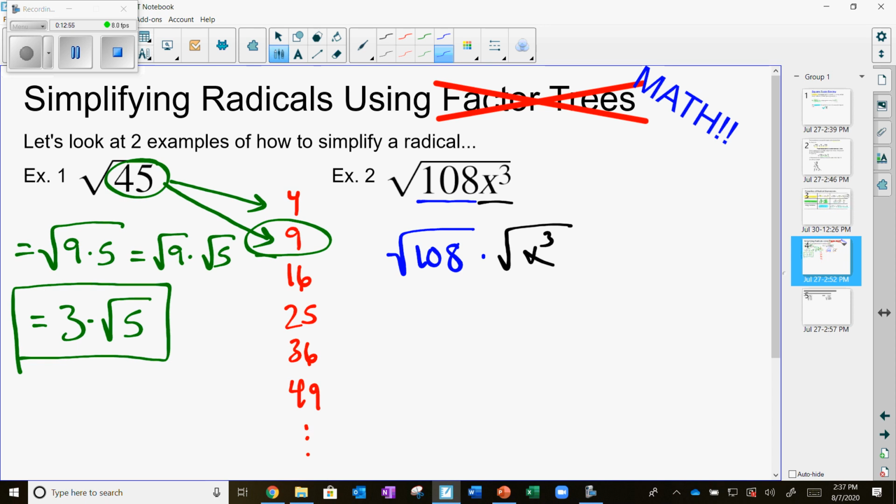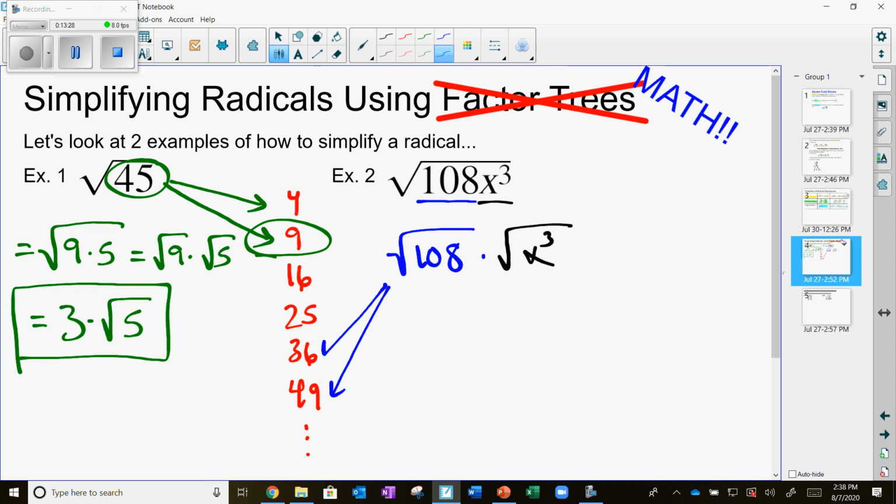I didn't do that with 45 because it's smaller than most of the numbers that are our perfect squares, but 108 is larger than all of these. So I could check and see if it's divisible by any of those perfect squares, but I'm going to start at the larger one. So first, let's start at, say, 49. If you take 108 and divide it by 49, you do not get a whole number, which means it's not divisible. So that one doesn't work.